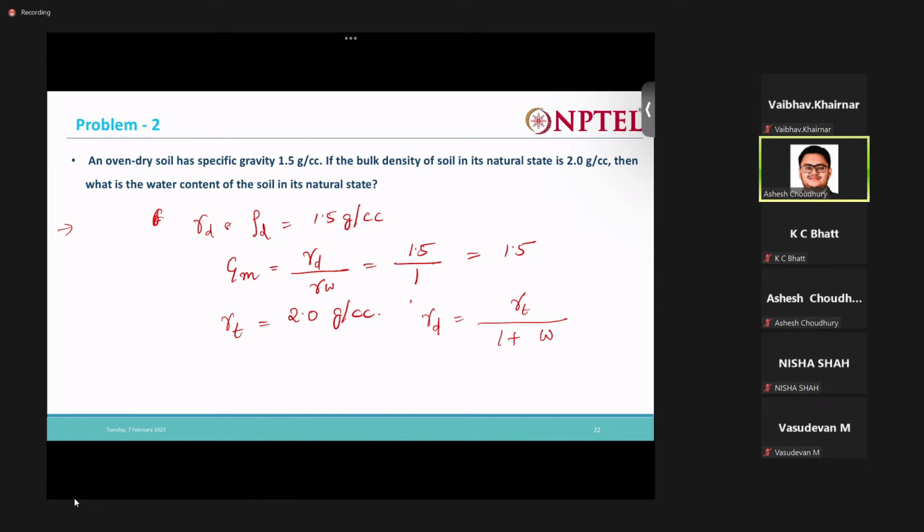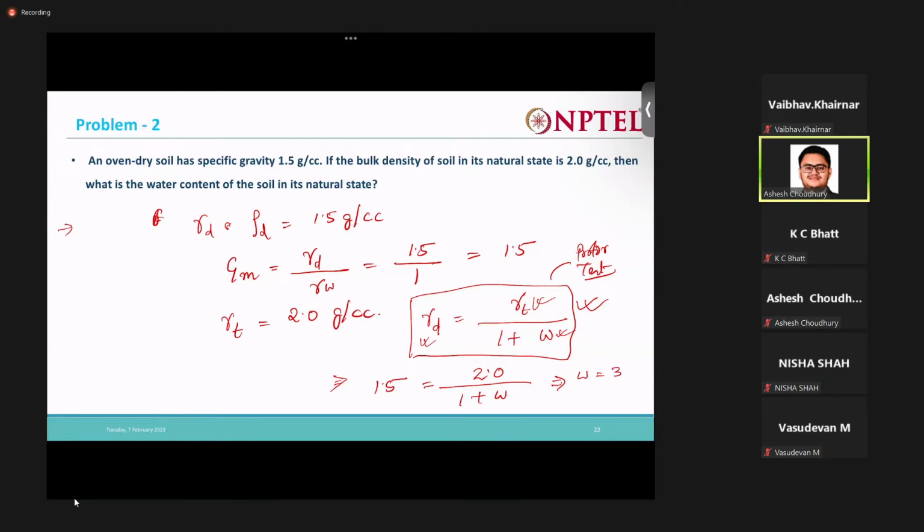This is a very important relation which is also very helpful in the Proctor test, which you will be learning in your geotechnical laboratory. This is a very important test, using which we can find out the dry unit weight of the soil when you know the total unit weight and the water content. So using this relation, if we put our values, we have 1.5 as the dry unit weight, and here we have 2 as the total unit weight, 1 plus W. If you solve this, you will find W as 33.33%.